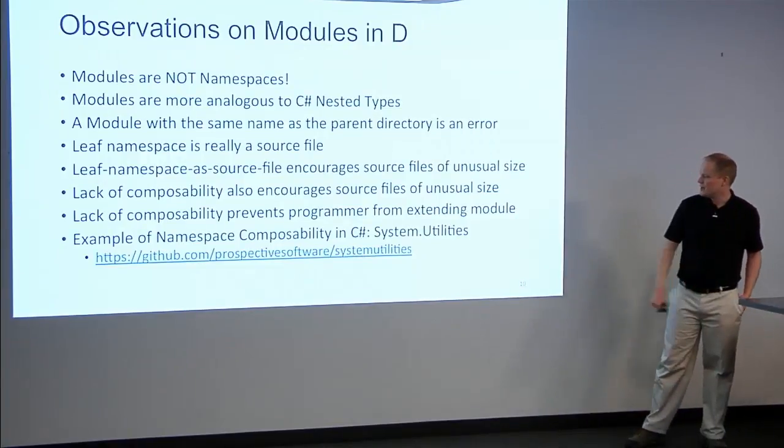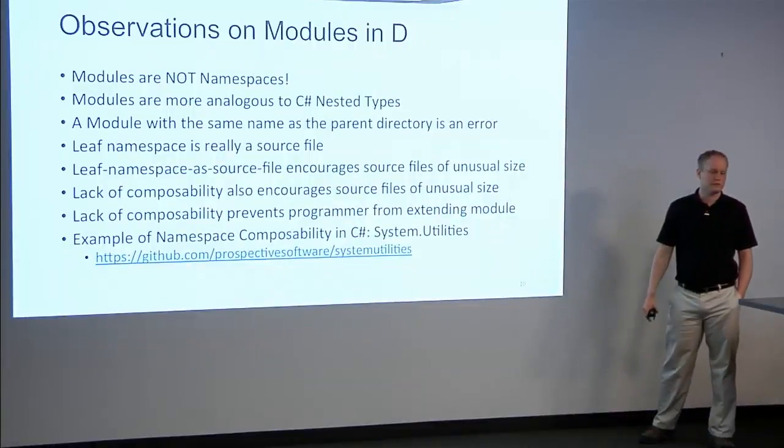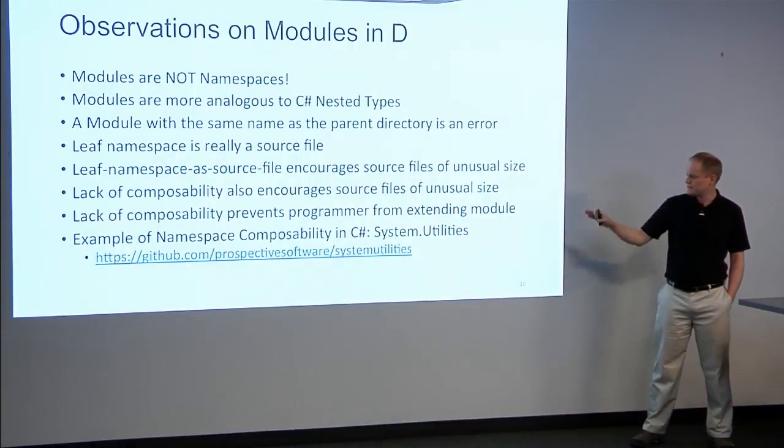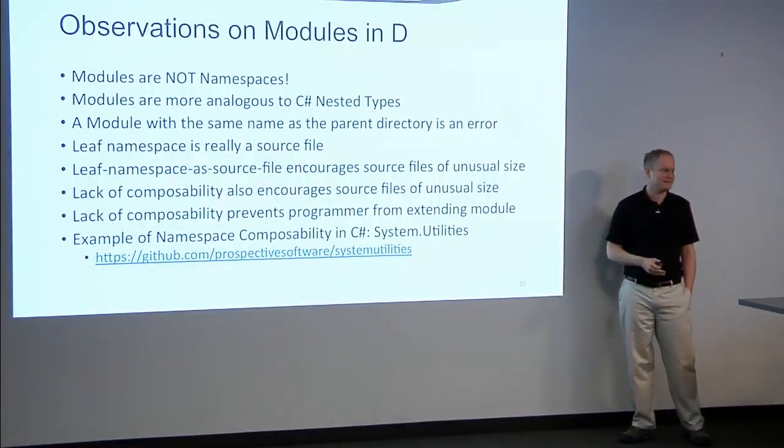So this is a GitHub link to the project we have. It's just some simple utilities we wrote for C#, and that's the one that has absolutely 0 new namespaces in it.